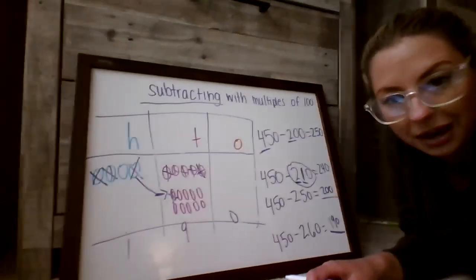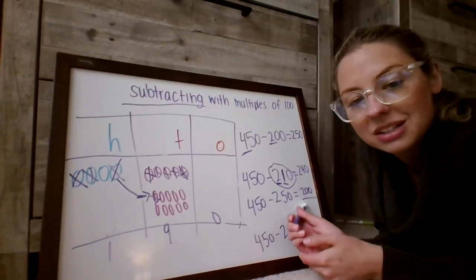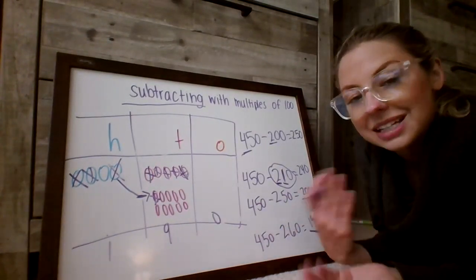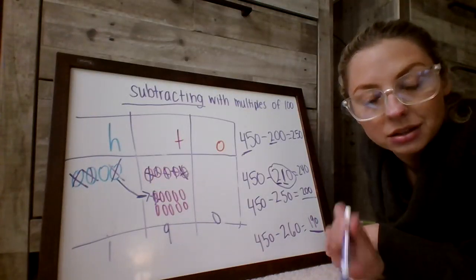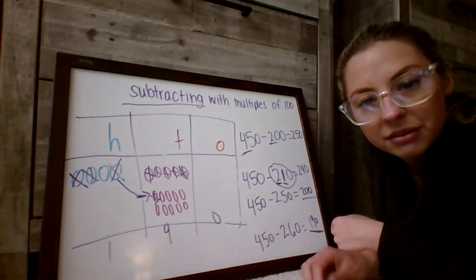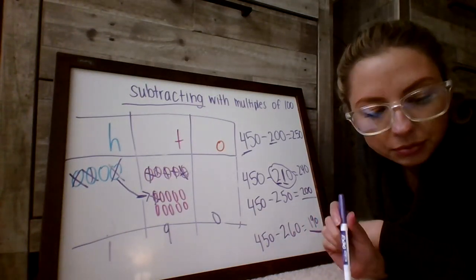So the more you take away, the less you have, and the less you take away, the more you'll have. But there's a difference of 10 in these two problems because they're off by 10. We're taking away 10 more, so the answer is going to be 10 less. Okay, friends? So I want you to keep in mind a couple things.